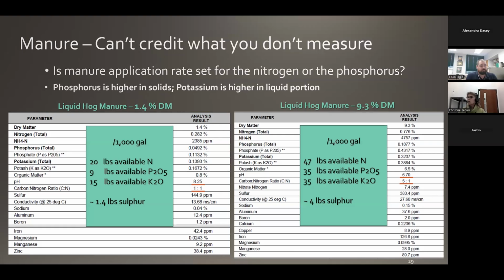The other thing I want to note from the manure analysis is that I've got the pH and the carbon to nitrogen ratio underlined. Those are really important in looking at that nitrogen. With a pH of 8.25, any of that ammonia nitrogen that we've got is easily lost. A 1-to-1 carbon to nitrogen ratio means that the organic portion that's left is highly available. This one, the finisher hog manure, has a pH of 6.7, so not as much potential for loss as when we have a high pH, and still pretty quick turnover of that organic nitrogen.